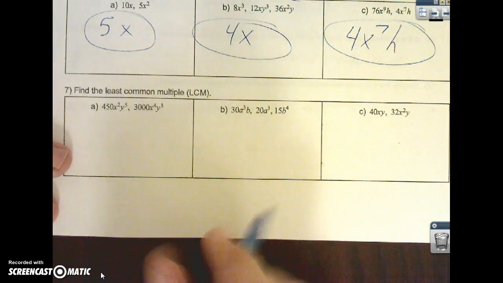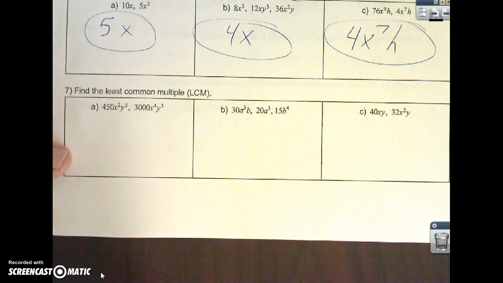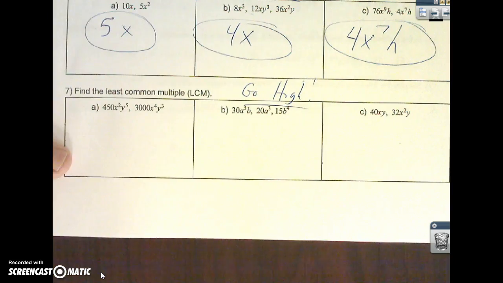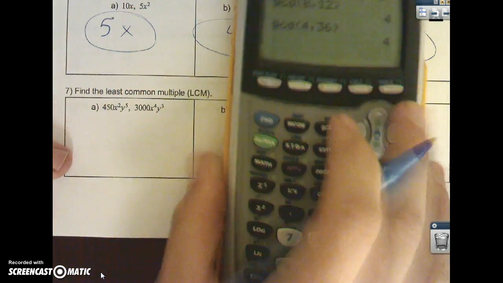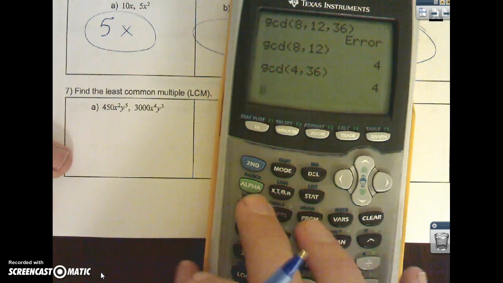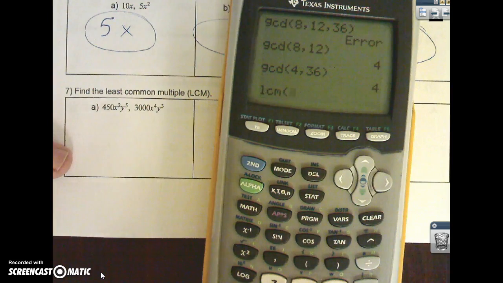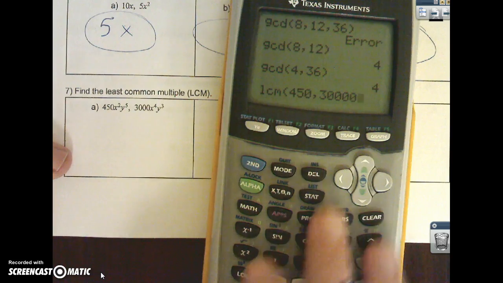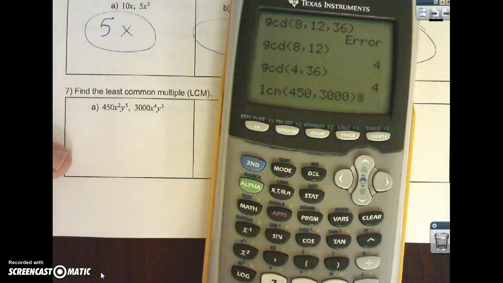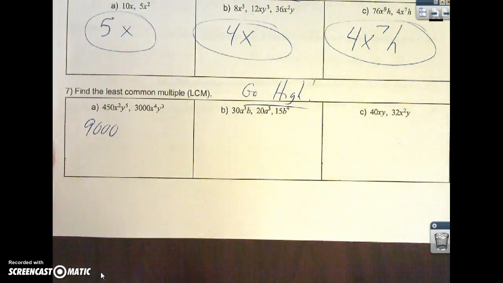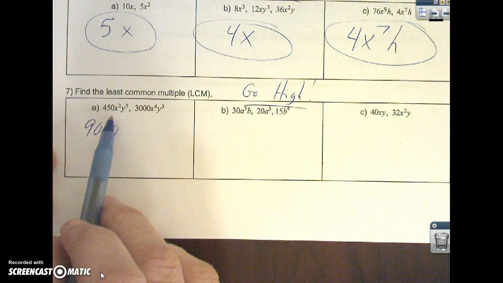Okay, cool. Now LCM's a little different. We're going high on this one, okay? We're going high, go high. For this one, I even use this every now and then. Again, you hit math, number, scroll down, LCM, 450, 3000. This will not do variables. It only does numbers. 9,000. It's over 9,000.